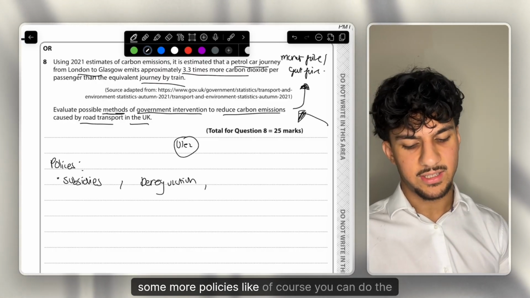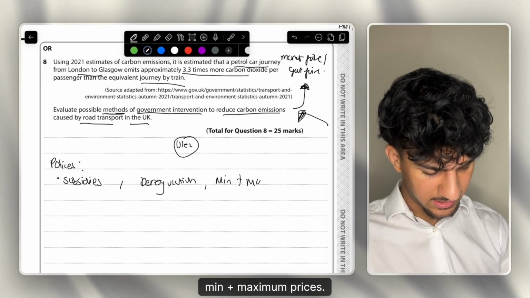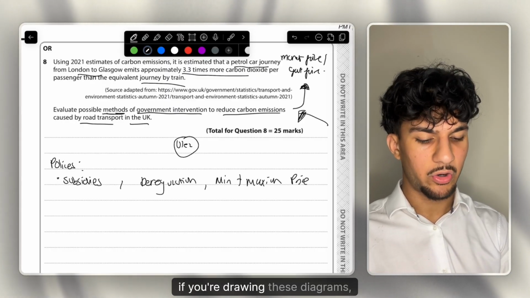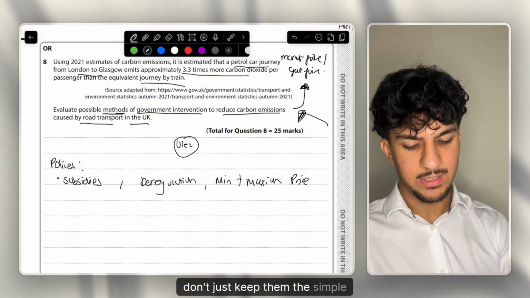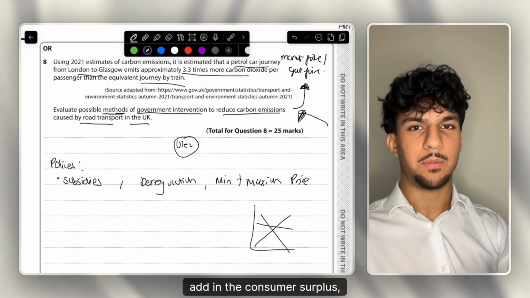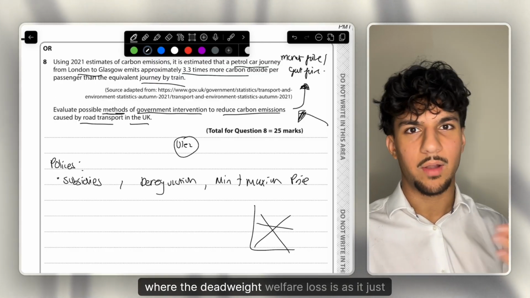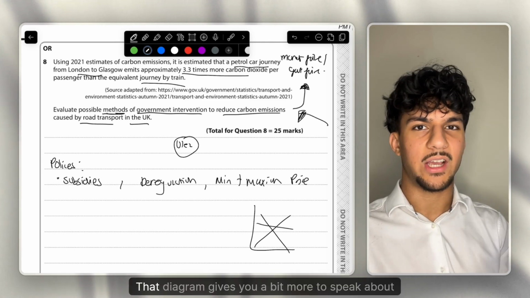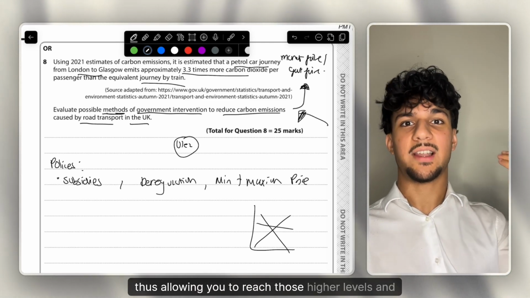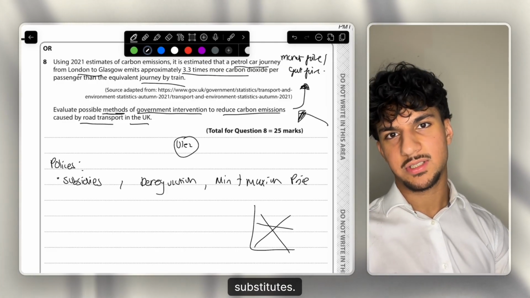And then some more policies, like, of course, you can do the classic ones, minimum and maximum prices. They would, of course, work well here. And like I always say, if you're drawing these diagrams, don't just keep them the simple classic diagram like this. Add in the consumer surplus, the producer surplus, and where the deadweight welfare loss is, as it just upgrades that diagram, gives you a bit more to speak about in that chain of analysis, thus allowing you to reach those higher levels.